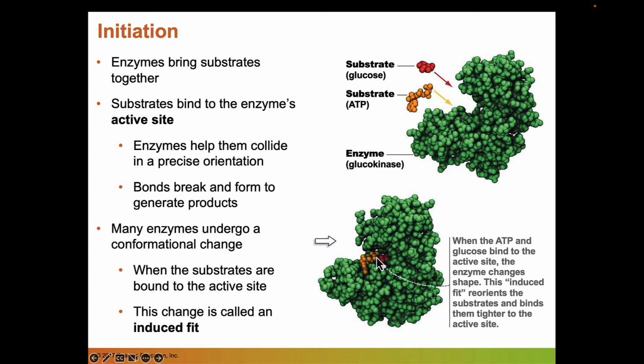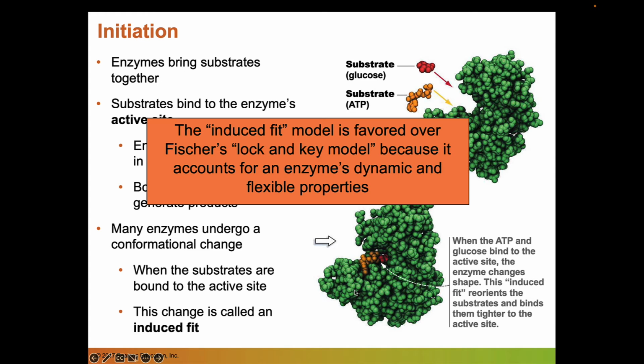When these substrates bind to the enzyme, the enzyme undergoes a conformational change. When the substrates are bound to the active site, it goes from this open form to this clamped form around the substrates. And this change in shape, or change in conformation, is called the induced fit model. The induced fit model is favored over an older model called the lock and key model because it accounts for an enzyme's dynamic and flexible properties, right? These shape changes take place when an enzyme has bound to its substrate.